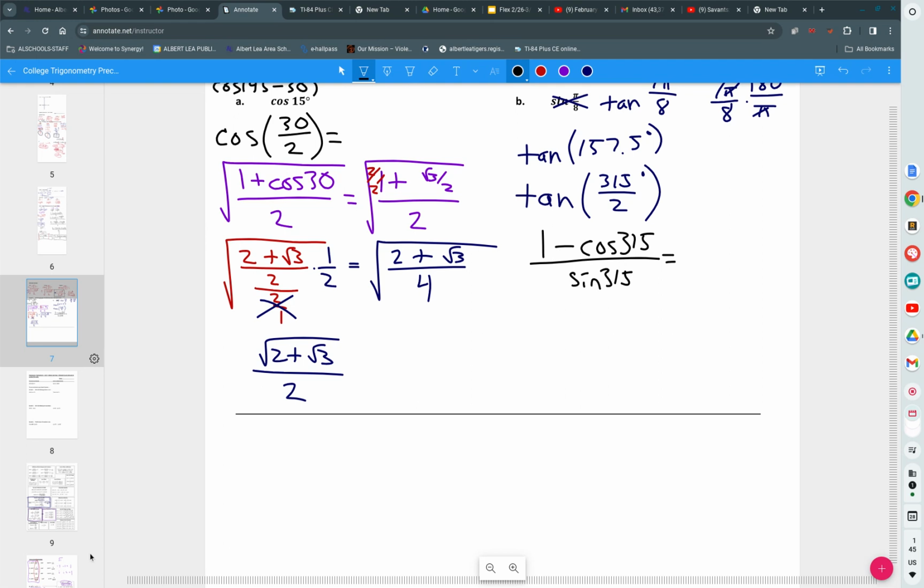Which quadrant? Fourth. Is cosine positive or negative in the fourth quadrant? Negative. Cosine is positive in the fourth quadrant. 315 degrees, that's going to make that 45-degree reference angle. So I have 1 minus, and if it's a 45, what are we going to have for a terminal point? Root 2 over 2.